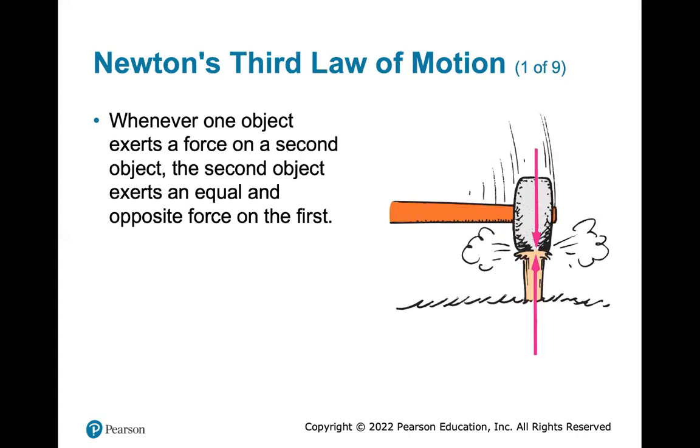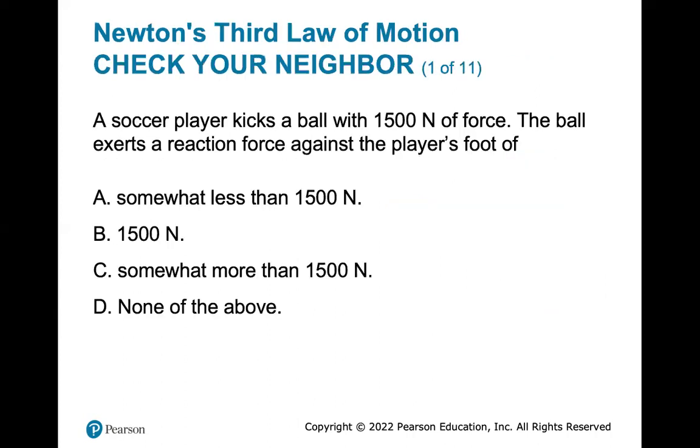Whenever one object exerts a force on a second object, the second object exerts an equal and opposite force on the first. So when you strike a hammer, the peg will actually exert force against the hammer, and that's what brings the hammer to a stop.